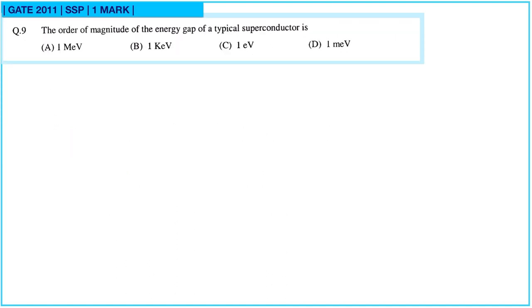Question number 9. The order of magnitude of the energy gap of a typical superconductor. This energy gap is roughly 10 to the power minus 4 electron volt. So we can see it is of the order of 1 milli electron volt. So here option D is correct.